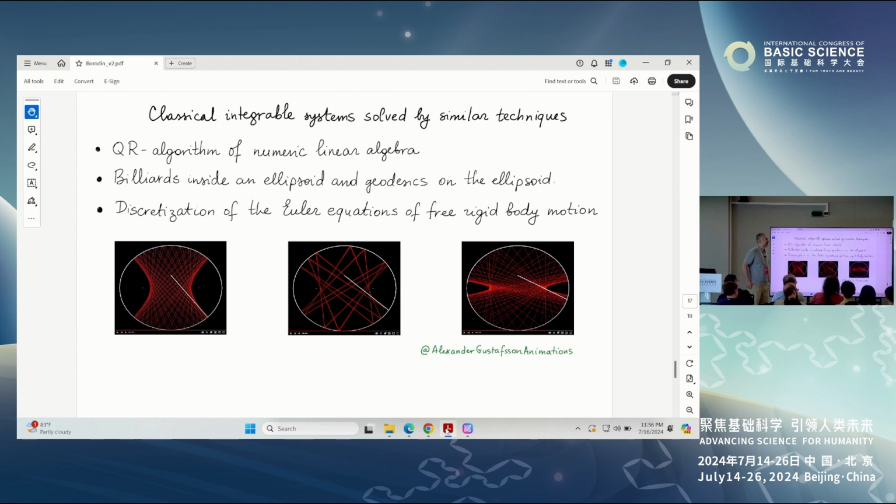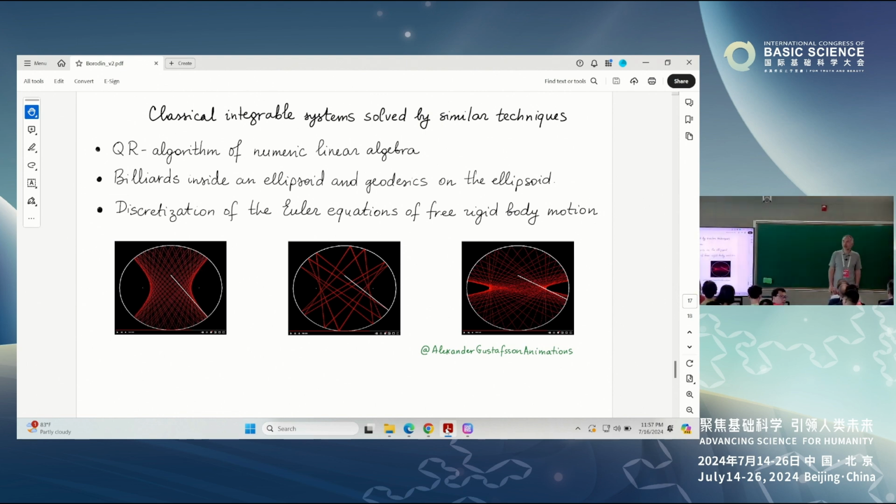Great talk. Thank you. Any questions? What if you look at the lozenge tilings with the same periodicity? Is it the same? Is it solvable the same way?